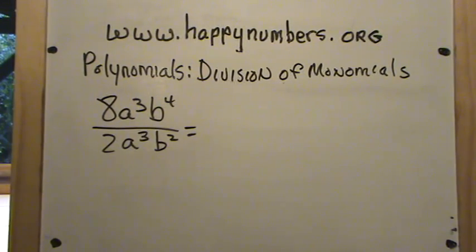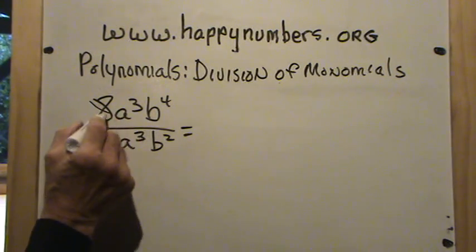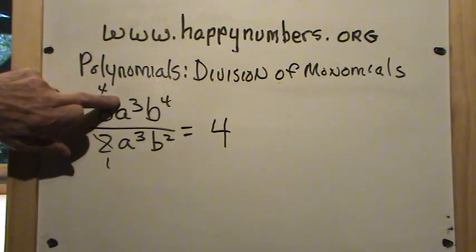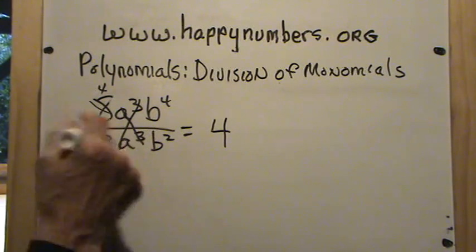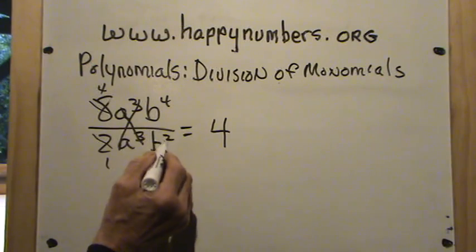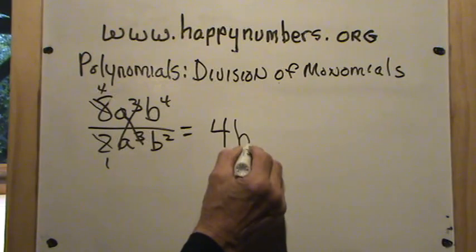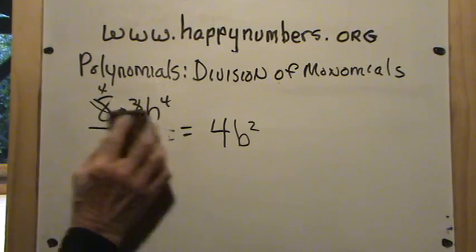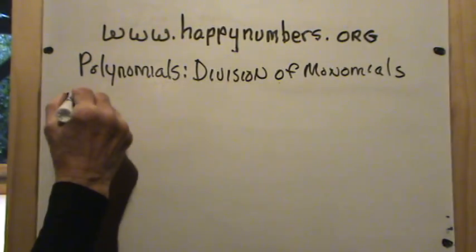All right. Well, we can say 2 goes into 2 one time, 2 goes into 8 four times, so we'll get 4. Now, if I have a to the third here and a to the third here, I can just cancel those out. So I get rid of the a, and then I have b to the second and b to the fourth, and I know I subtract the 2 from the 4, and I get b squared. So 4b squared.